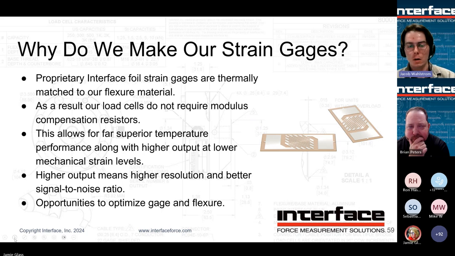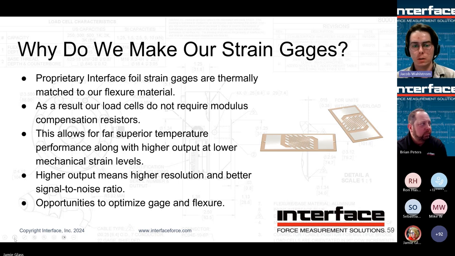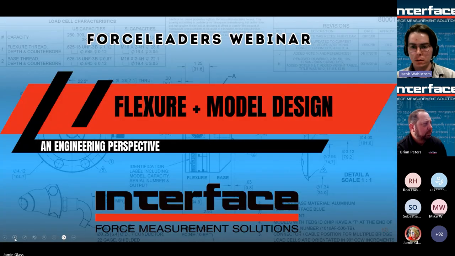So we match our gauges to our flexure material, and since our gauges are Karma and we're able to modulus compensate them due to that heat treating process, they don't need the compensation resistors that even further reduce your output. So we have higher output and better resolution than a lot of other load cell companies. One point we're going to touch on a little later is that this gives us opportunities to optimize the gauge and the flexure as one cohesive design. Next slide, please. Thank you.